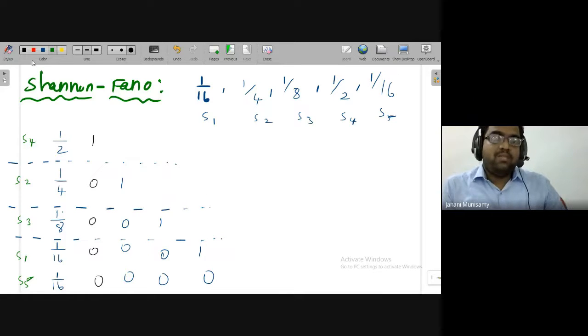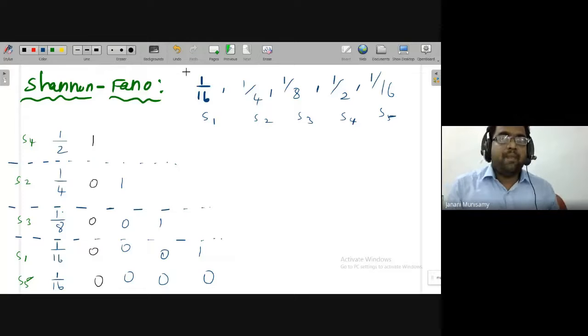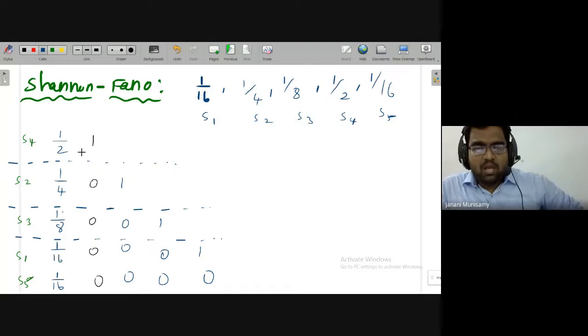Again, what is another observation here? Here itself we can conclude, or we can observe, the properties of coding. See, no code word is the prefix of another code word. Here you can observe, this is the code word for symbol 4.